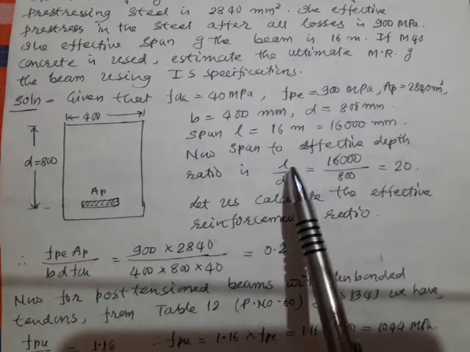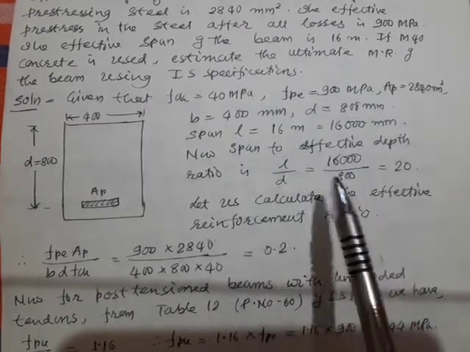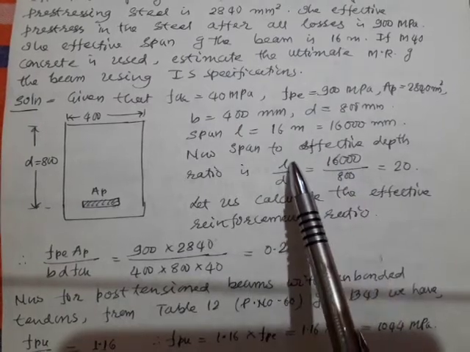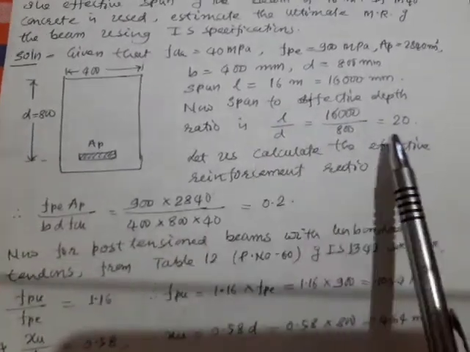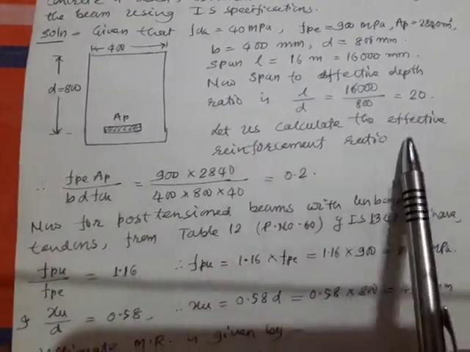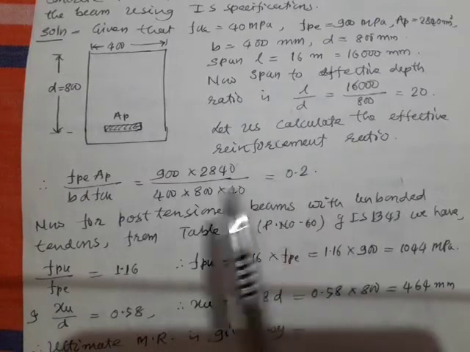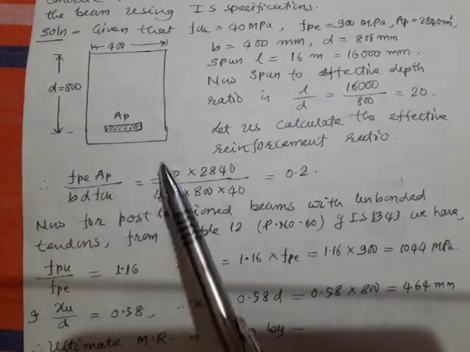calculate one ratio called L by D. L is the span, D is the effective depth. Why I want to calculate this L by D ratio, we'll see it later. So now L by D ratio works out to be 20. So now let us calculate the effective reinforcement ratio.